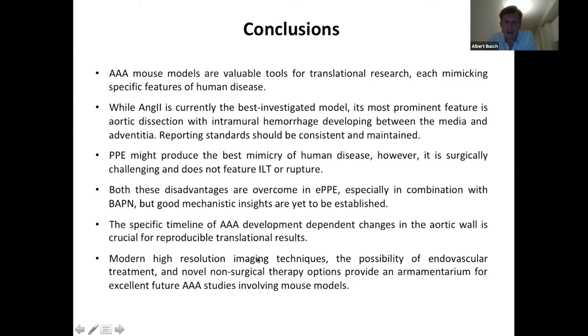And I've spared this point. We've done some good work with Craig Gordon from Purdue University to do different sorts of high resolution imaging on those mouse models, on those aortas. And we think that those mice can be very nicely used here and, with some limitations, also for endovascular treatment.